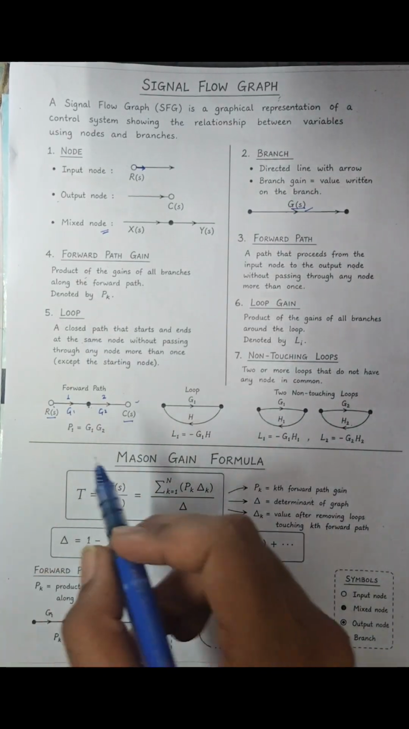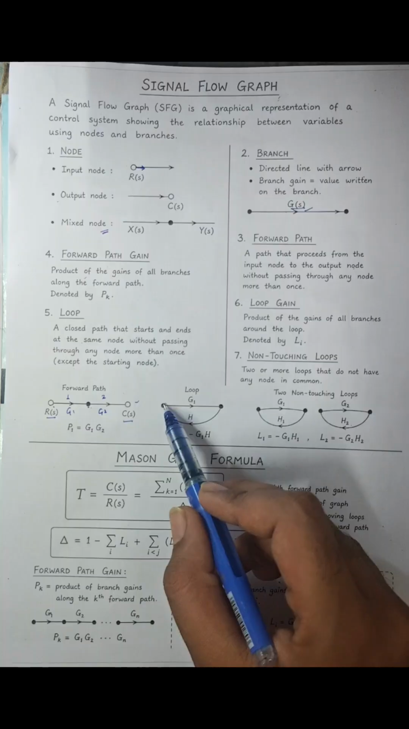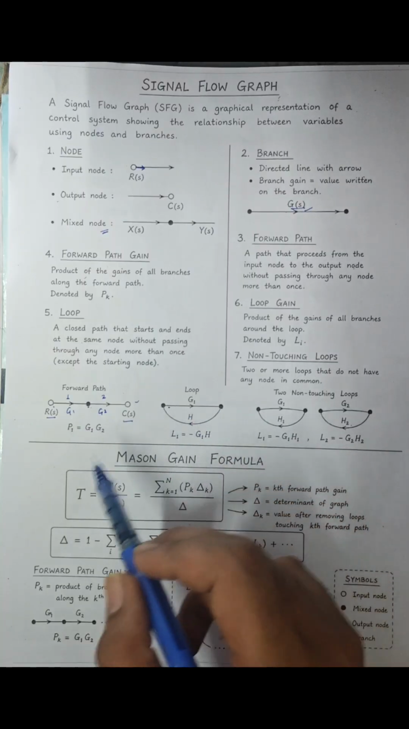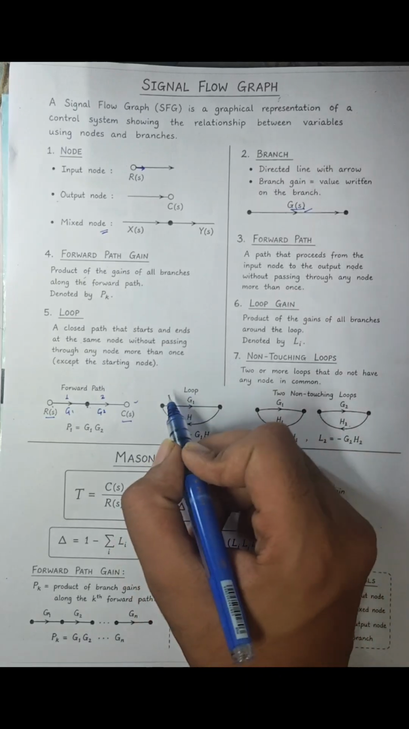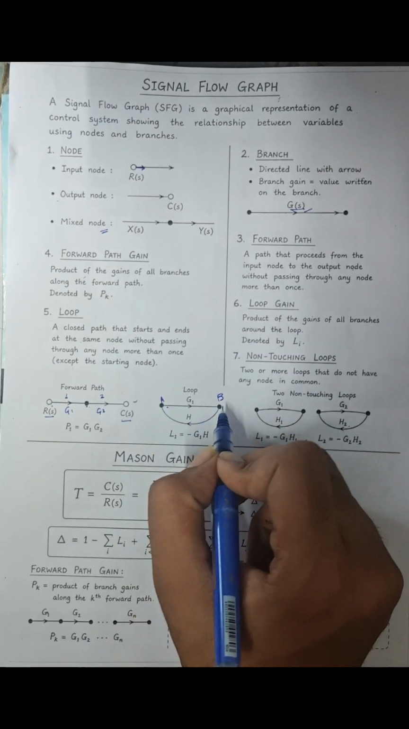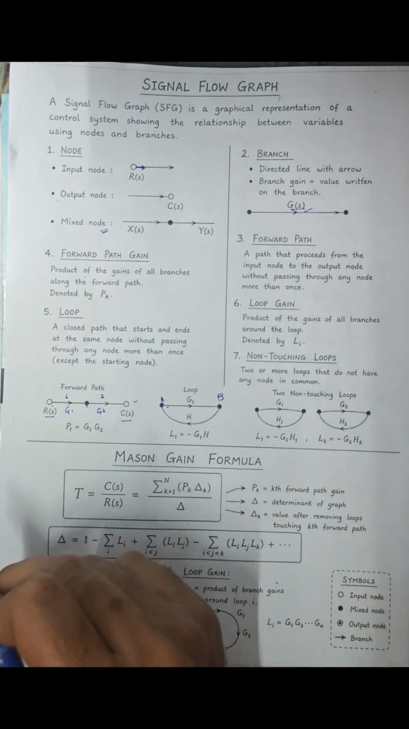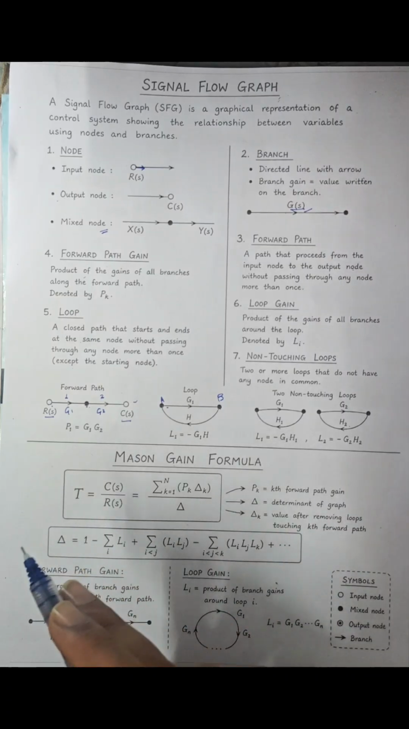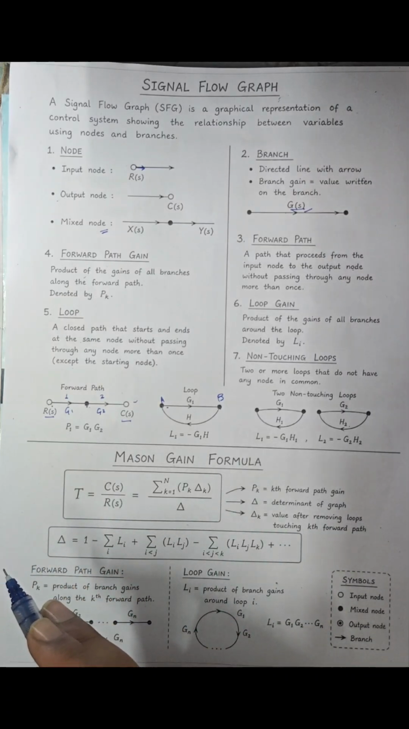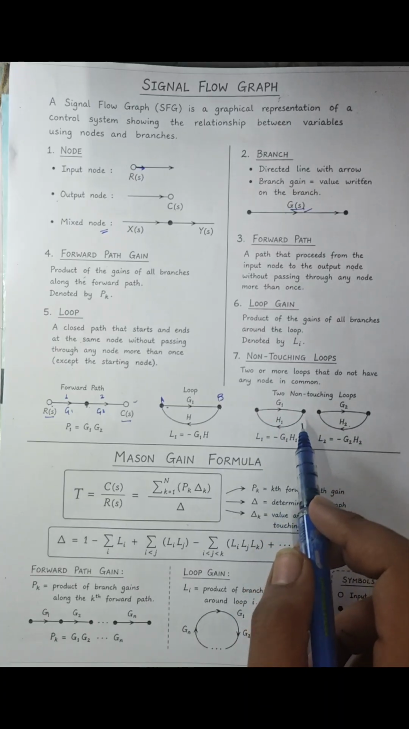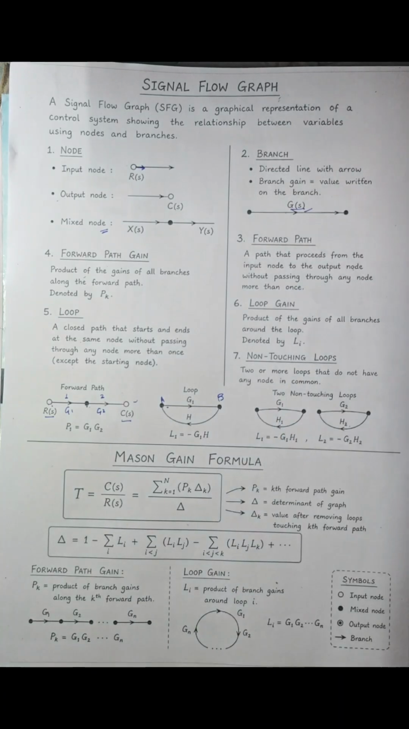What is loop? A loop is when a node goes to another node and then the node is repeated. Means if this is a node A and this is node B and a node is repeated in a path, this is known as loop. So loop can be of many types. We will discuss in later. There are 2 to 3 types of loop, like non-touching loop, touching loop, and the loop that is not touching the forward path.